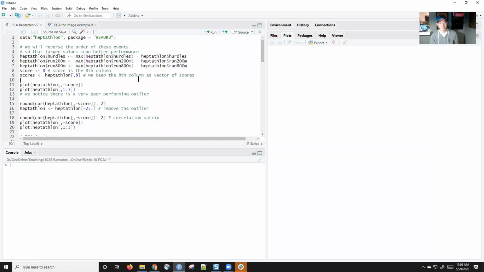All right, so we'll take a look, and what we're going to do today is I'm going to just do a couple examples of principal components analysis here. Okay, and so for this, I'm going to load in some heptathlon data.